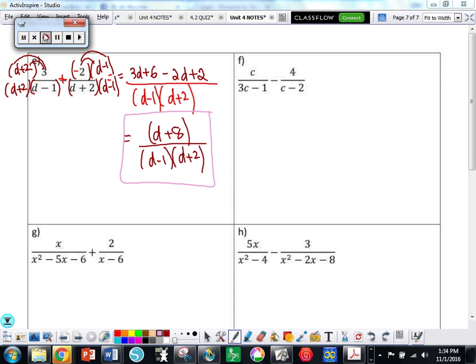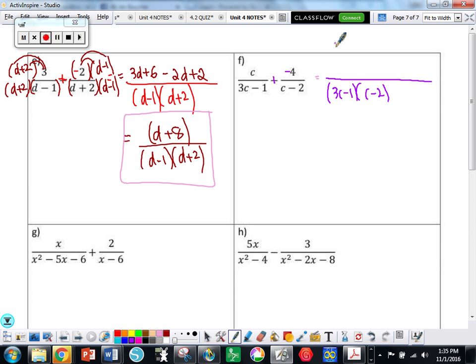Okay, F. Try to come up with your common denominator on part F. Is that okay? Good, I'm glad. Now this minus needs to do what? Turn to a positive, come up with a 4.